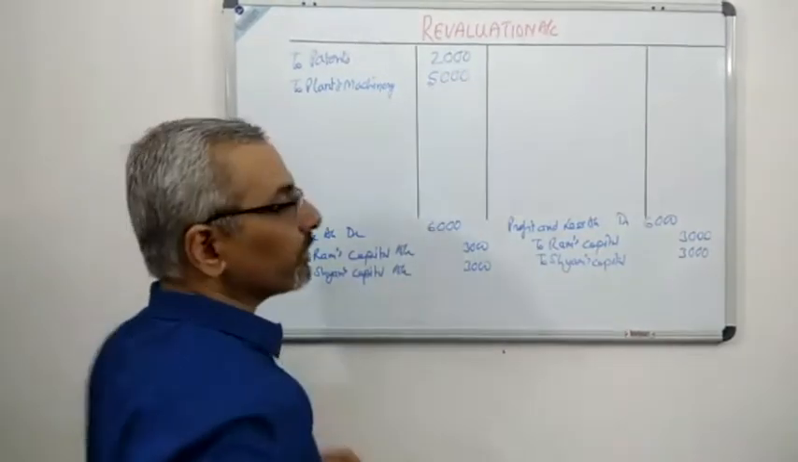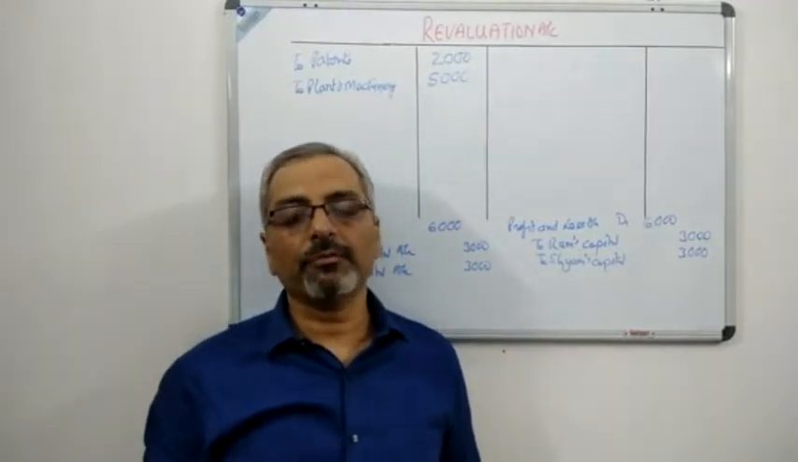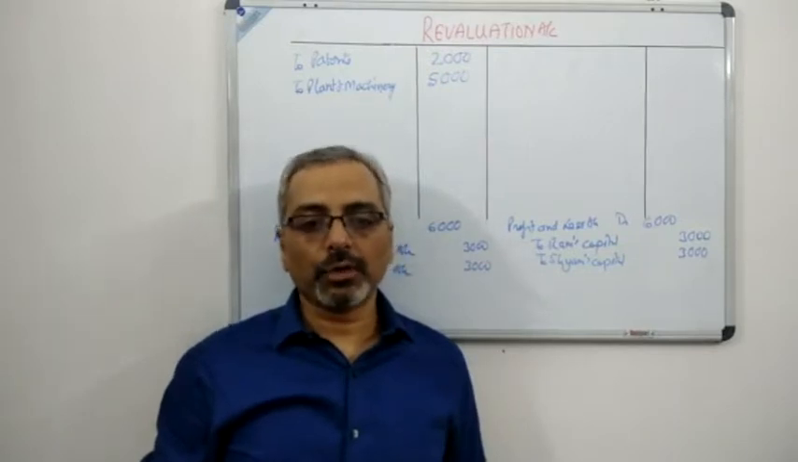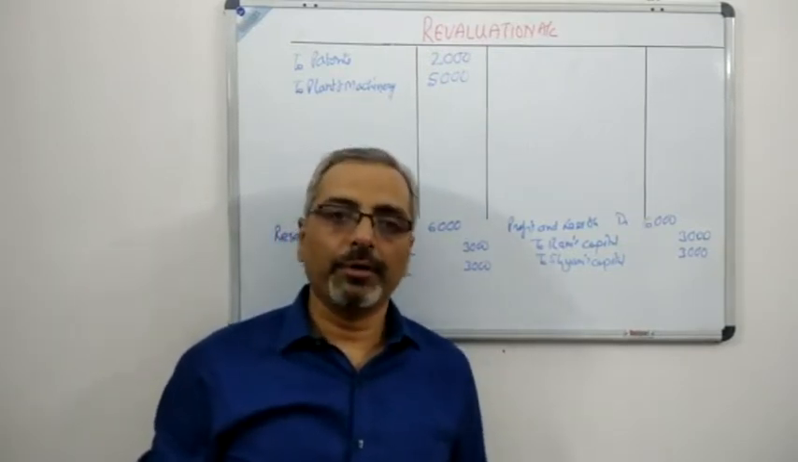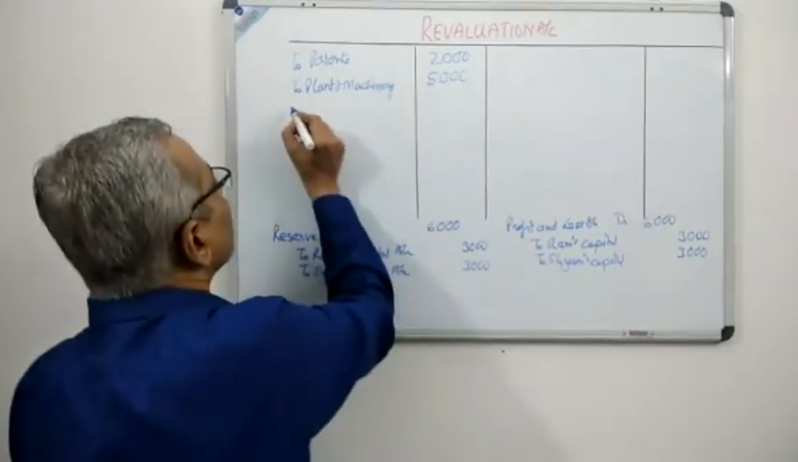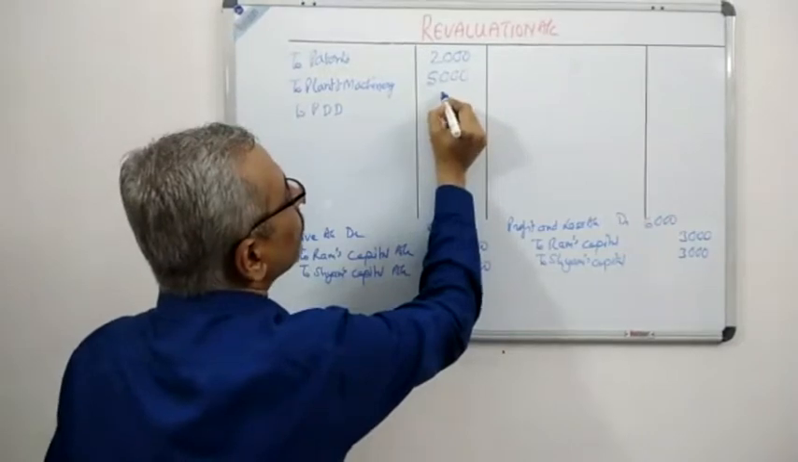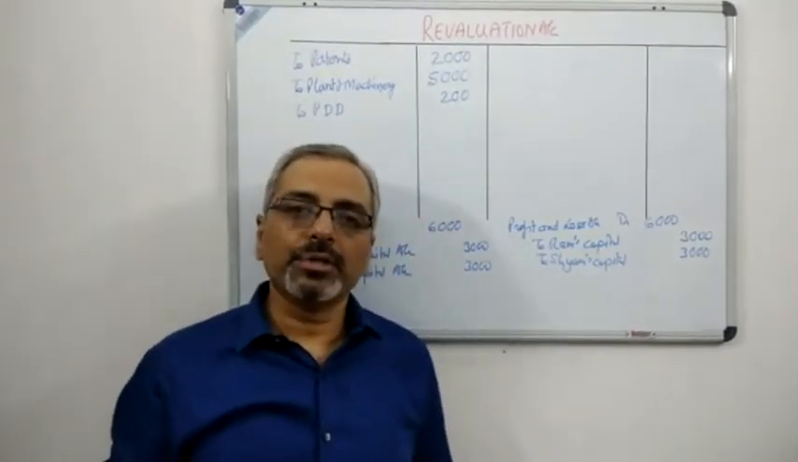The next piece of information is there is a provision for doubtful debt which is created at 5% on debtors, and the value of debtors given in the balance sheet is 4000, and 5% of 4000 is very simple, 200 rupees. So we are writing over there to provision for doubtful debt, and the value over here is 200. Now there are no other revaluations done.